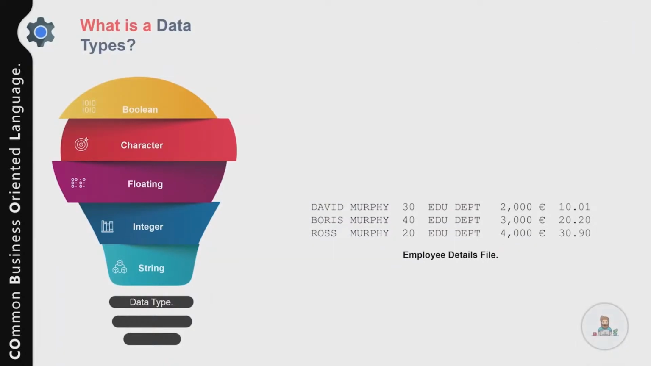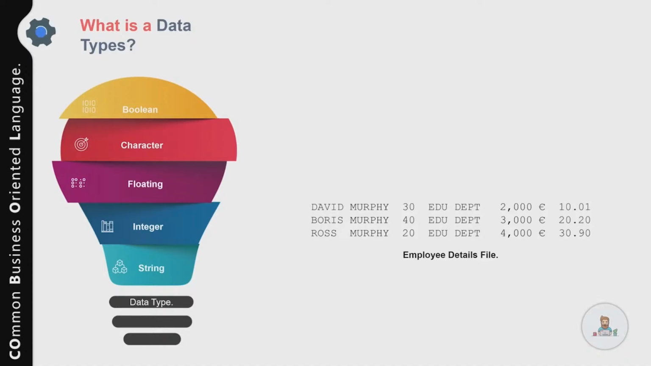For example, if you notice employee detail file, which is a sequential file, it is actually having different categories of data. So first column is an employee name, and it is actually a string of characters. After that, you have employee age, which is actually an integer. Thereafter, you have department name, which is again a string of characters. After that, you have employee salary, which is again an integer value. After that, you have employee monthly tax, which is a floating value, that is something with a fraction part.